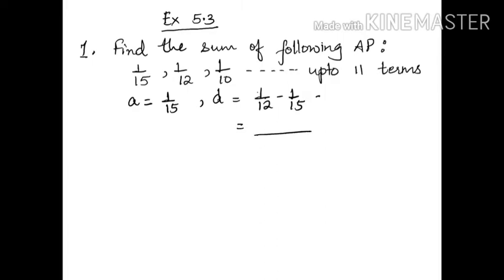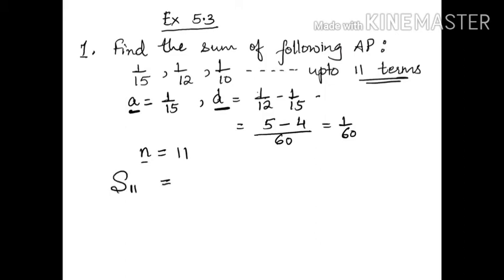So taking the LCM of 12 and 15, we get 60. 12 5 times is 60, so 5 multiplied by the numerator gives us 5. Minus 15, 4s are 60, so 4 times the numerator gives us 4. So D comes out to be 1 on 60. N is also given in the question, that is 11 terms. So we have all the information D, A and N to find out the sum of 11 terms.